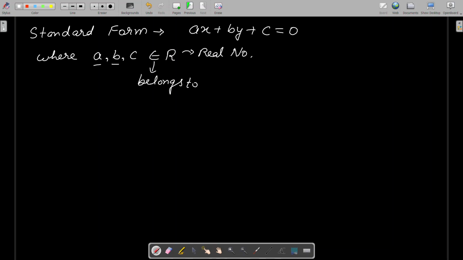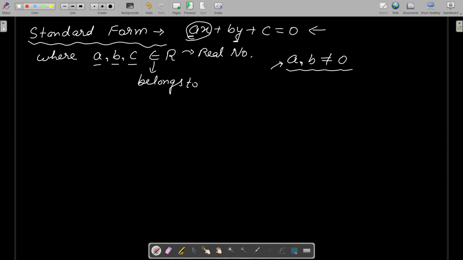So A, B and C can be all real numbers, except that A and B should not be equal to 0, because if A becomes 0, this whole term becomes 0. It contains then only one variable, so it becomes a linear equation in one variable. So that is why a clause has been mentioned that A and B have to be non-zero. So that's how we can write a linear equation in two variables in standard form.